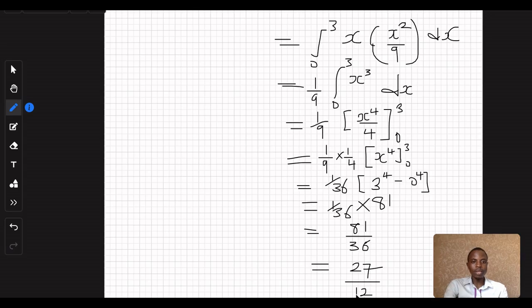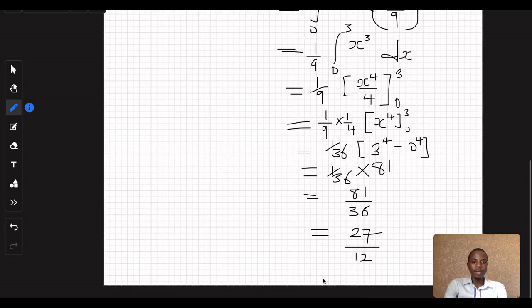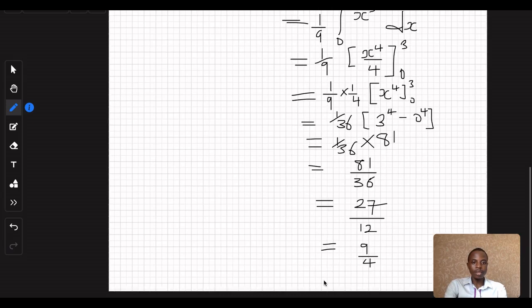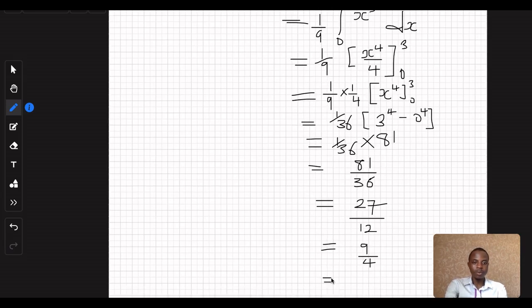Okay, so that's going to be the case here. 27 can be divided by 3 again. 27 divided by 3, we get 9, and 12 divided by 3, we get 4. We may leave that in fraction form, but if you like to go to decimal, it will give us 2.25.